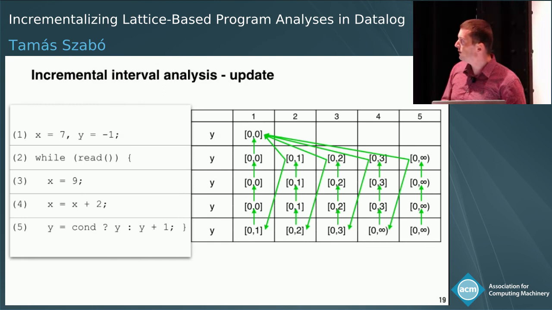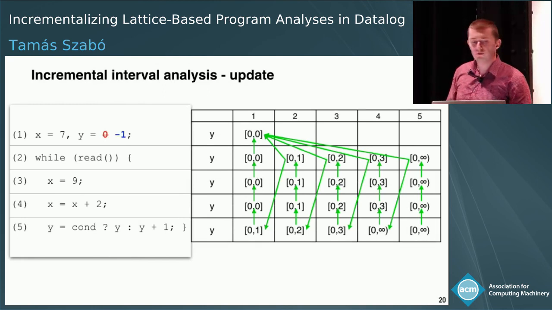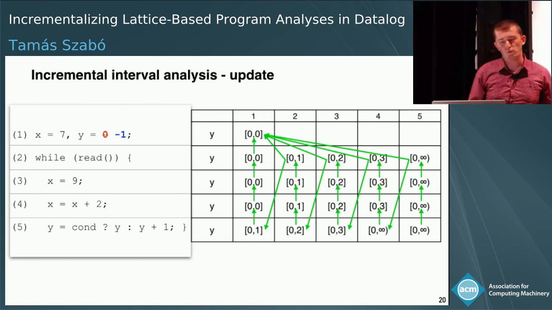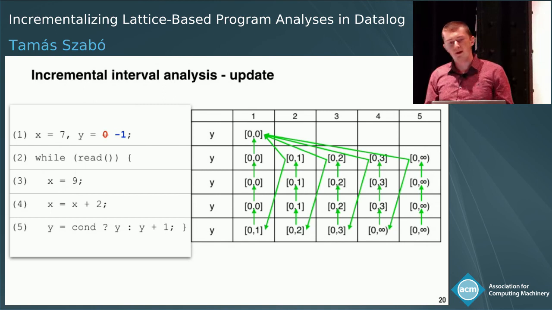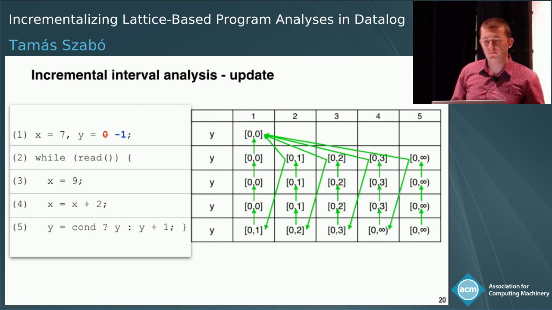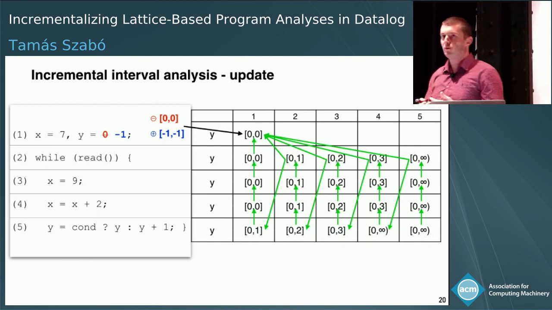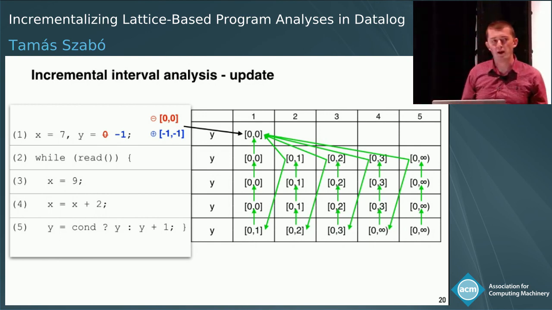Now going back here, let's do a program change. So essentially at the statement 1, I'm replacing the initial value of y from 0 to -1. And then in response to that, I would like to update the analysis result. So this means that at this cell here, we are deleting the value and then inserting a new value. Essentially, the replacement is encoded as a deletion-insertion pair.